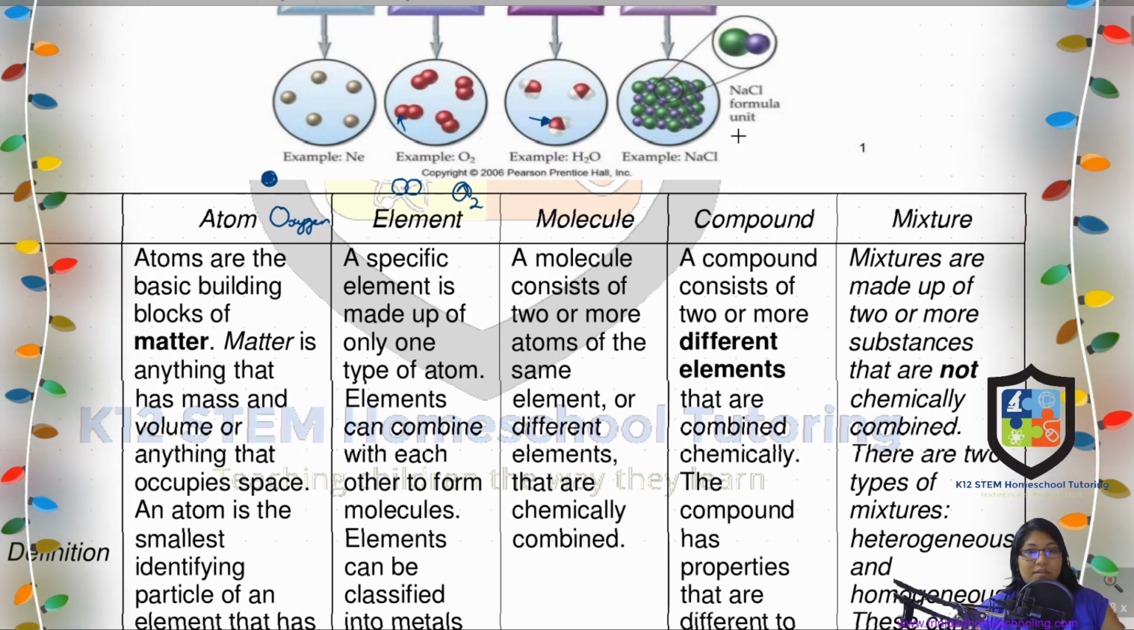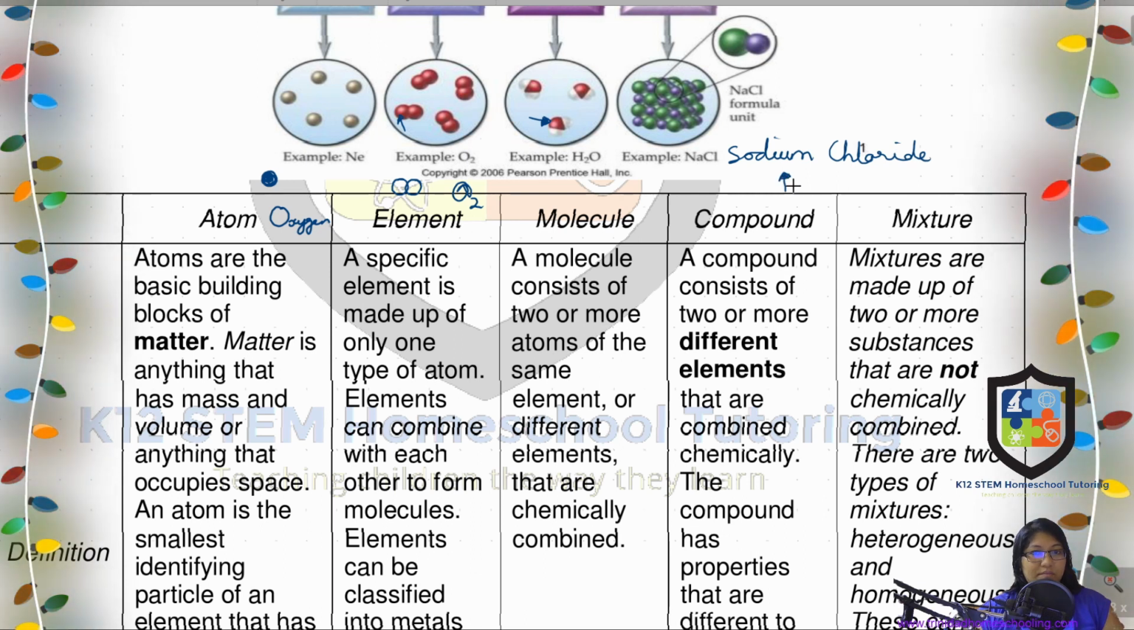Now, sodium chloride is made up of two atoms, sodium and chlorine. Okay, now chlorine is usually a gas and it's very poisonous, it's toxic.